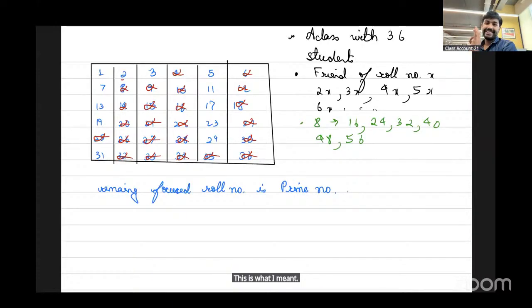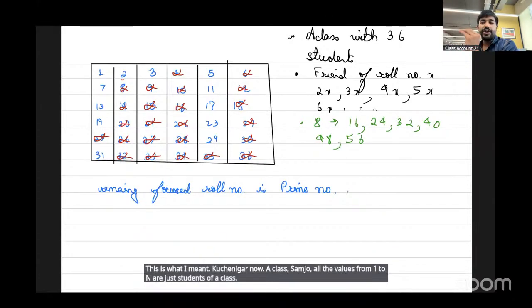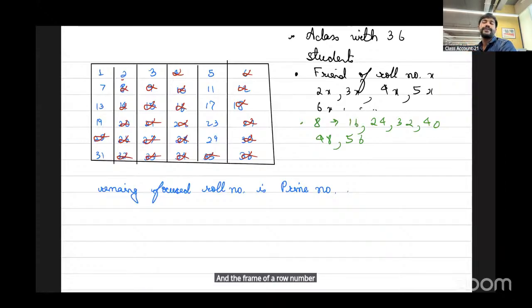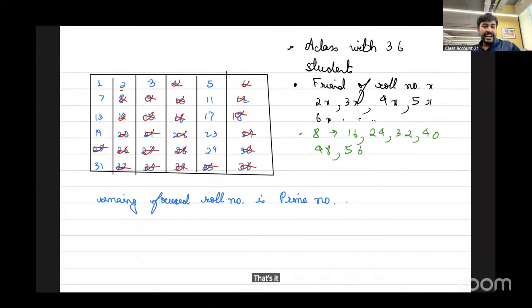Nothing else to do. Imagine a class where all the values from 1 to n are just students of the class, and the friends of roll number x are 2x, 3x, 4x, 5x, 6x. So what I do is I'm just isolating everyone from their friends, and the students who remain focused have roll numbers that are prime numbers. That's it. Take a screenshot and you would never forget it again.